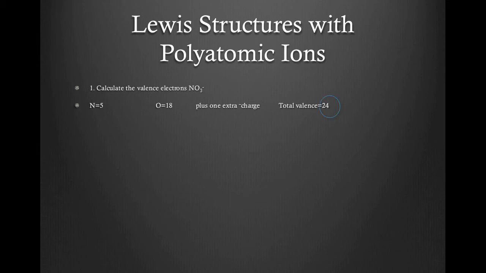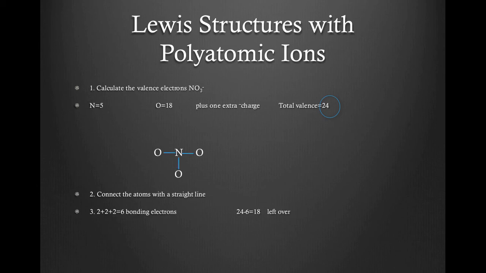Now I just follow the rest of my rules. I connect my 3 oxygens to my nitrogen with a single bond. I total up those single bonds, 2, 4, 6. Subtract them from 24. I have 18 electrons left over. So I'm going to put them in pairs around each of my atoms so that I will have octets for everybody. Oxygens all have an octet, but if you look at nitrogen, it's 2, 4, 6 electrons, not an octet.